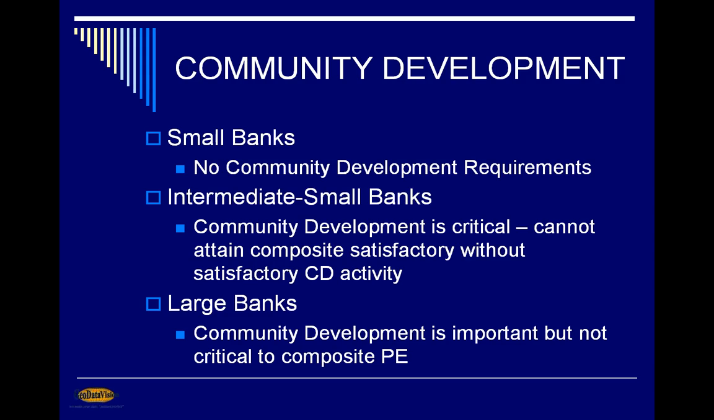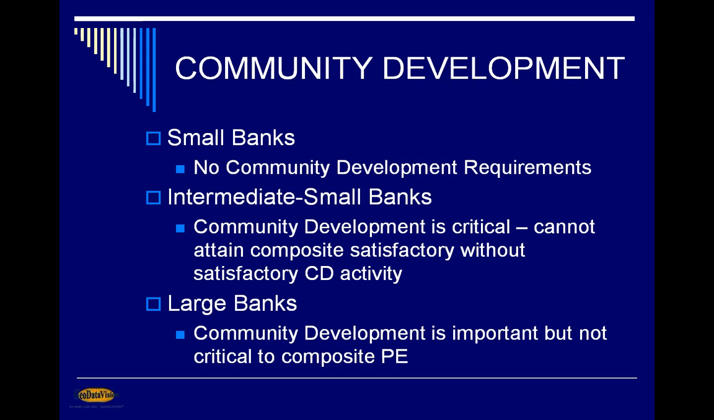And that is because large banks are subject to a 24-point test in terms of their CRA performance evaluation. 12 of those points pertain to lending, 6 of those points pertain to investment, and 6 pertain to service. And all you need to do to attain a composite performance evaluation of satisfactory or better is basically to get 11 points. That means that if you have very strong lending performance, you can attain a satisfactory rating on your entire CRA exam, even if you get 0 on the investment test and 0 on the service test. Unlike an ISB that doesn't have that luxury.